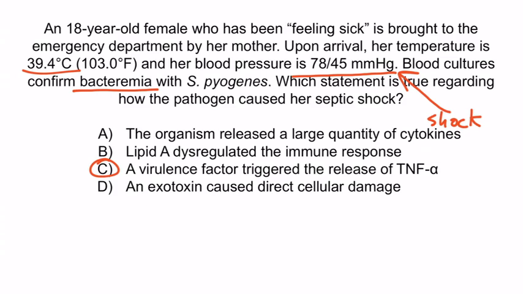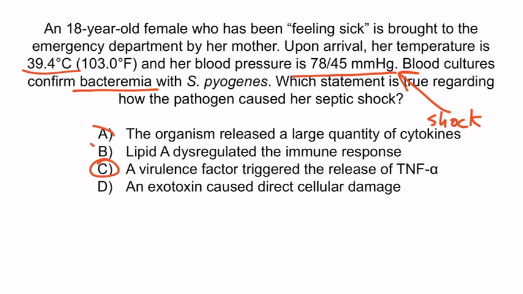This is true. TNF-alpha is one of several inflammatory cytokines released by our immune cells, and the term virulence factor is broad enough to encompass virtually any aspect of the pathogen that triggers this dramatic host response, leading to septic shock. Now, choice A is incorrect because this implies that Strep pyogenes release the cytokines, which is not true. We know that the immune system releases those.